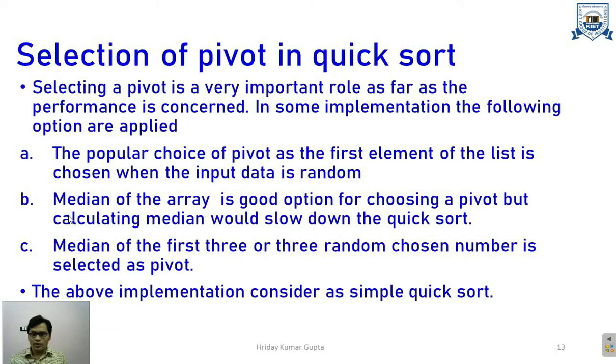Another option you can choose as the pivot element is the median of the array, which is a good option. But the problem is that calculating the median will also take some time. Finally, the complexity of quicksort will be slowed down, right? So this is not suggested, but you can take the median of the array as a pivot element. The median of three randomly chosen numbers is also selected as a pivot. These are already implemented. The above implementation is considered a simple quicksort, right?